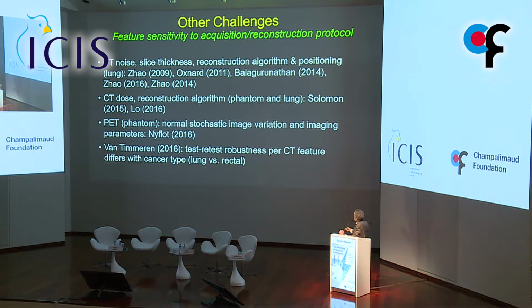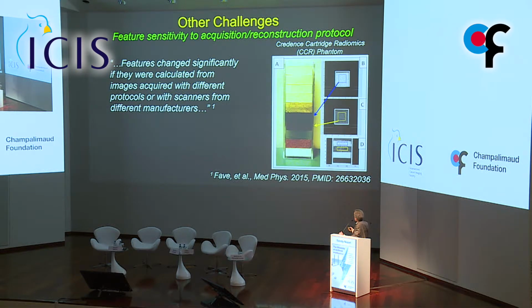As we've heard, noise, slice thickness, reconstruction algorithms, dose, when you're using PET, just normal stochastic variation, patient gets on the scanner, gets off, gets on again, can all contribute to variance in these radiomic parameters. And these need to be, as we heard in an earlier talk today, filtered out as the ones that are not robust and don't get to move forward into the model building.